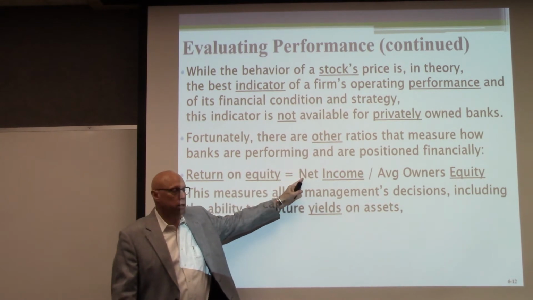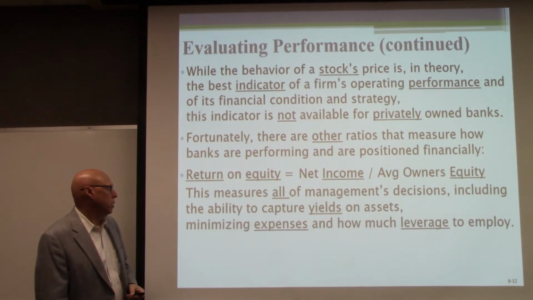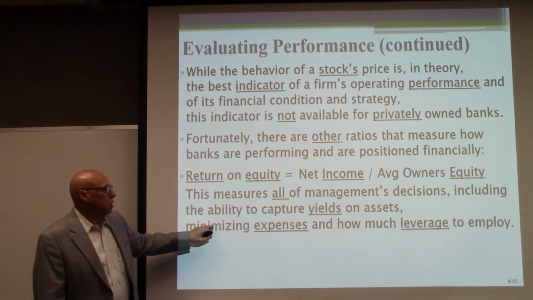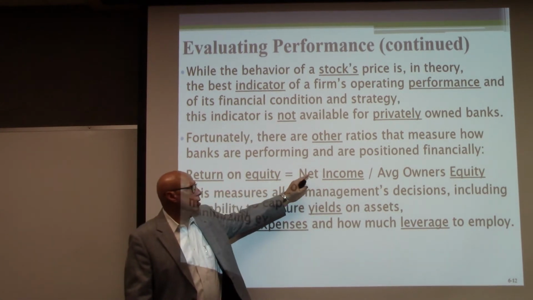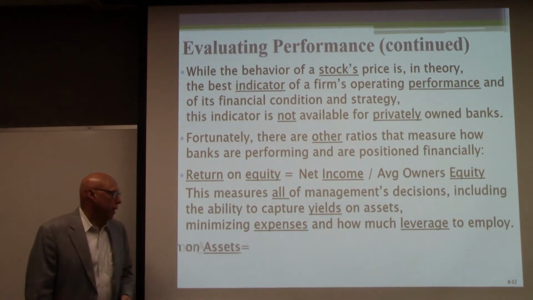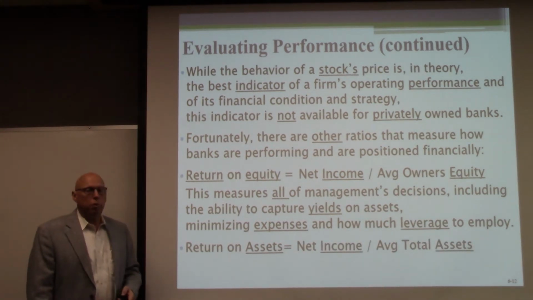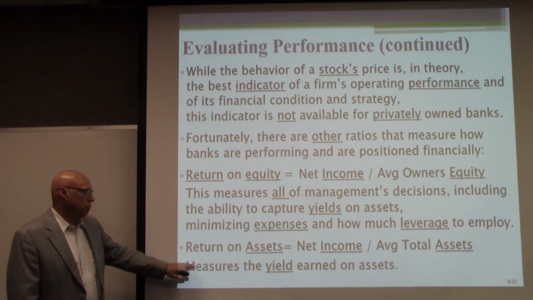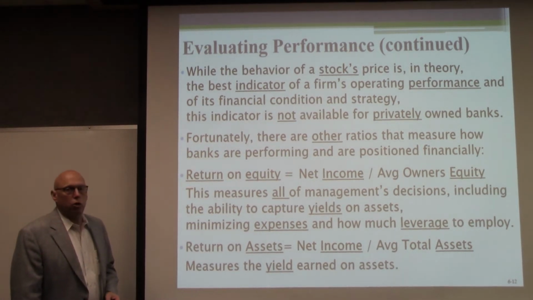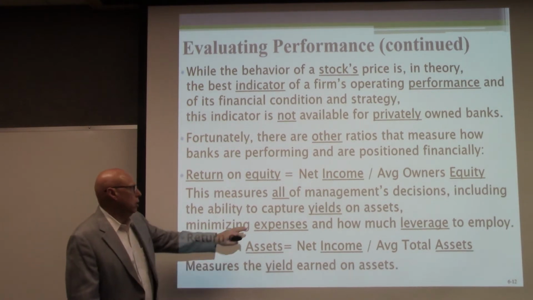So we're looking at net income. How does a bank make net income? Capturing yield on assets, minimizing operating expenses and interest expenses, and deciding how much leverage to employ at the bank. Okay? Then return on assets, net income divided by average total assets, and it measures the yield earned on assets. It does not include leverage.